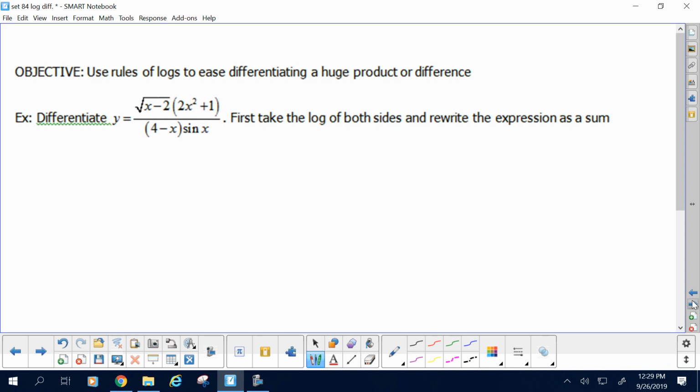I'm not crazy. You can do it. How can you do it? With logarithmic differentiation. And you will need to write y. So here we go. You're going to take the log of both sides. Log of y equals log of the big expression.